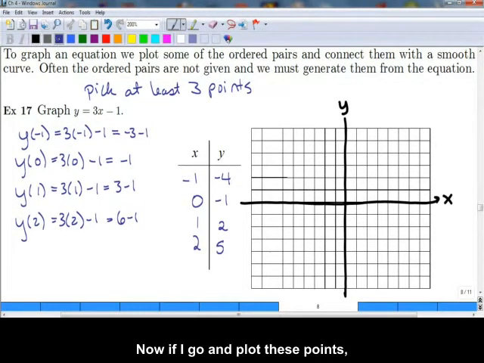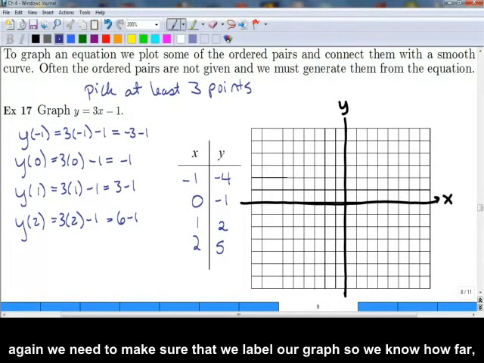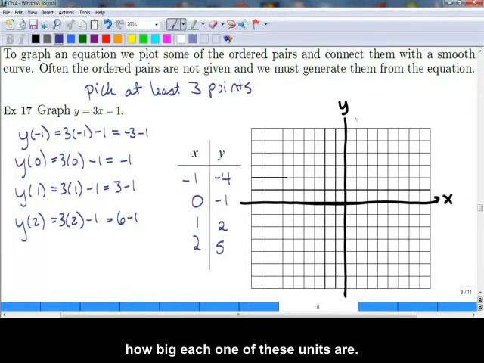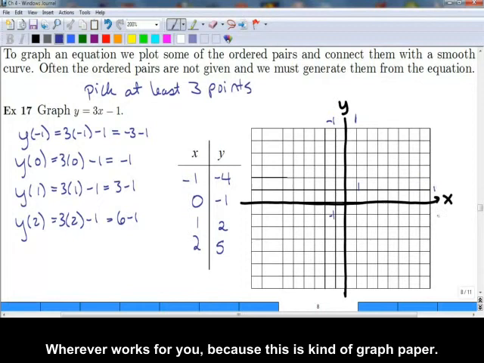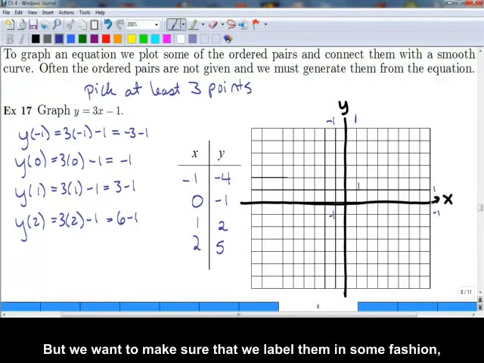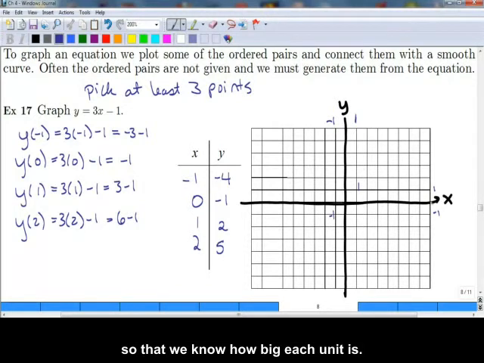Now, if I go and plot these points, again, we need to make sure that we label our graph so we know how big each one of these units are. You can put the labels up here, or down here where I did before. Wherever works for you, because this is kind of graph paper. But we want to make sure that we label them in some fashion so that we know how big each unit is.